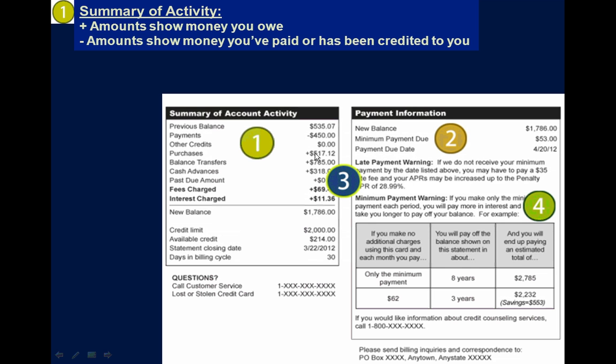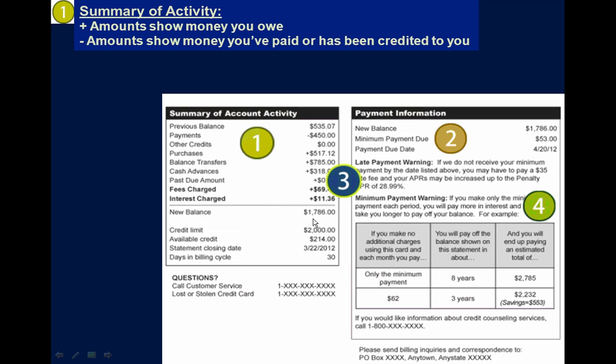Purchases, yeah, you got your balance plus new stuff you bought this month. Oh, plus you transferred a balance from something else for $785. That's a lot. Oh, you took out a cash advance. Oh my gosh, that's huge. Cash advances charge huge fees, and so here's your fees plus a dollar amount, interest charge plus a dollar amount.